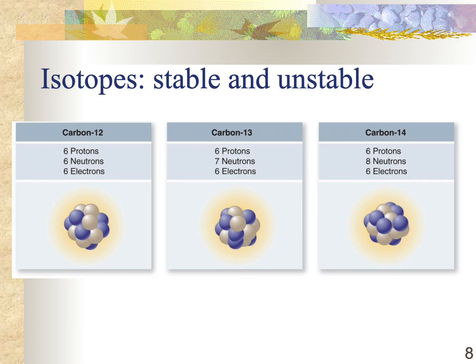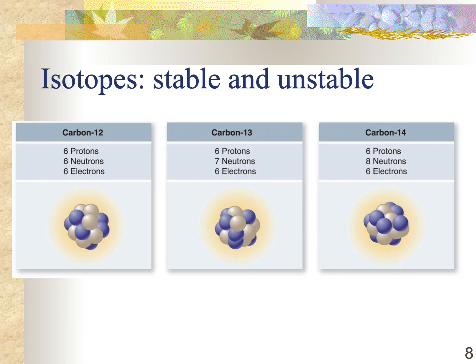Some of the common atoms we'll deal with include carbon. Carbon always has six protons and six electrons when it's neutrally charged, but it can have various numbers of neutrons, 6, 7, or 8. Carbon 12 is the most stable isotope. Carbon 13 and carbon 14, you can find these, but they eventually will get rid of a neutron, and so they'll change into other atoms.